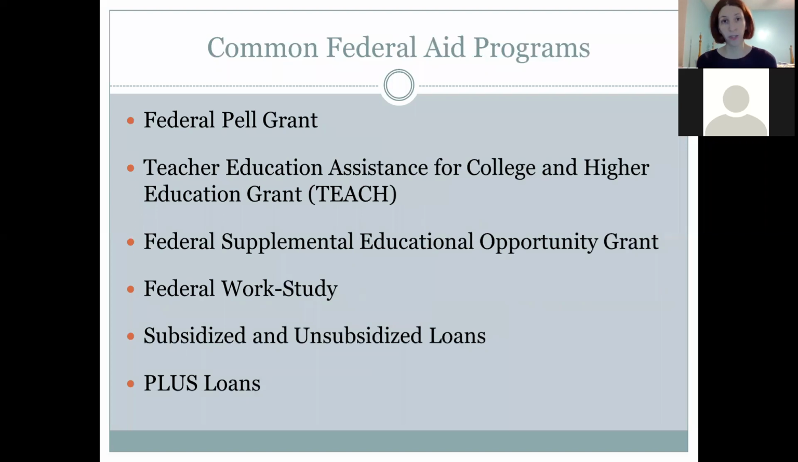Common federal aid programs that you will see in the financial aid package could include the Pell Grant. This is probably the largest program that's around for federal aid. In order to be eligible for the Pell Grant, you have to have an EFC of about $5,700 or below. So if your EFC is $5,700 or below, you would be eligible for the Pell Grant, and that can range anywhere from a couple $100 all the way up to about $6,300 for the year. You then have the Teach Grant.